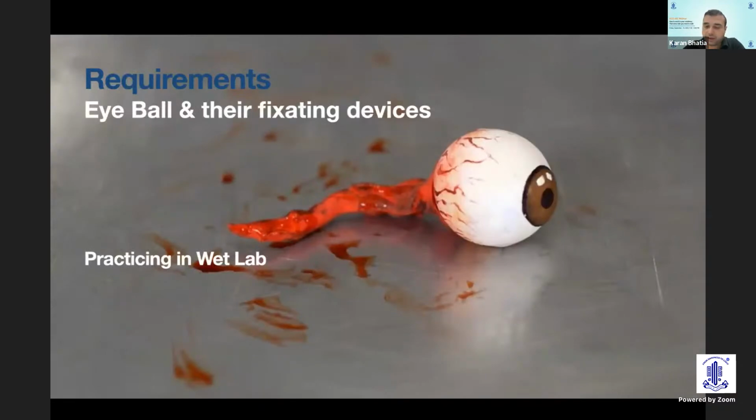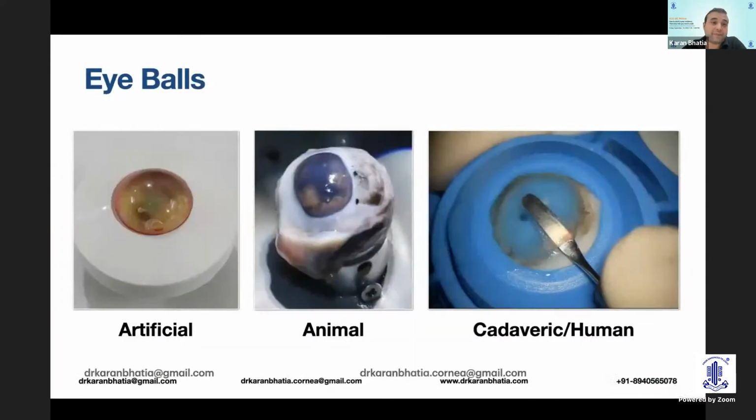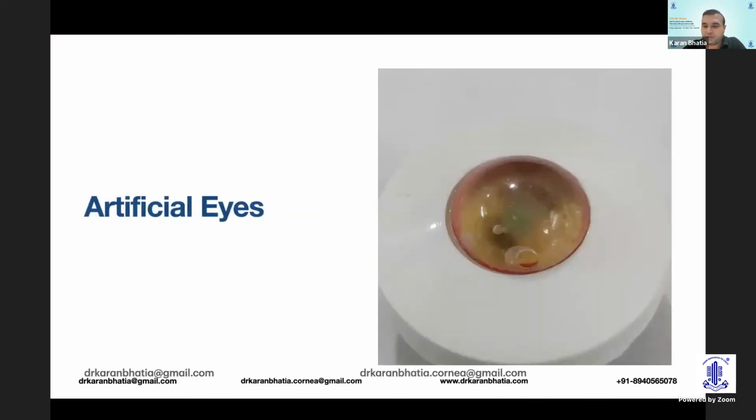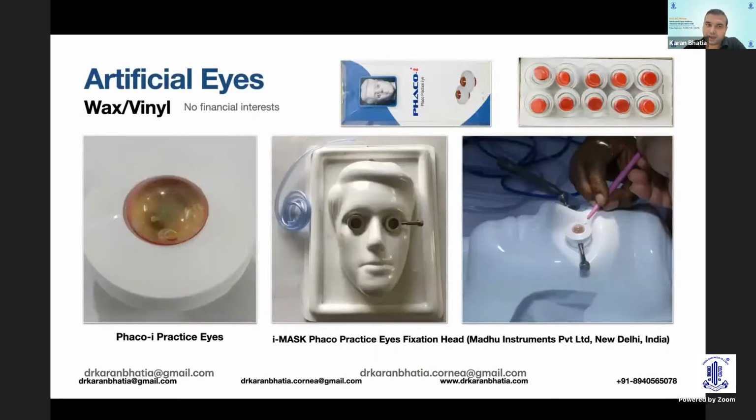So coming to the eyeball and the fixating devices, it's important because a properly fixed eyeball is a very important ingredient when you're practicing in a wet lab. So you can have artificial, animal and human or cadaveric eyes. The artificial eyes are something that look like this. This is from Madhu Instruments. I have no financial interest. They're either made of wax or vinyl.